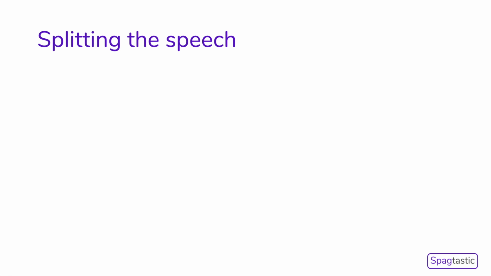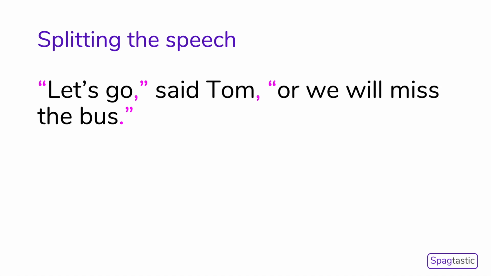Sometimes we can split the speech into two parts. Let's take a look. "Let's go," said Tom, "or we will miss the bus." The actual speech goes inside the inverted commas, so we need inverted commas around "let's go" and "or we will miss the bus." We also need a comma after "let's go" to separate the speech from the reported clause, said Tom. The speech then continues after the reported clause, so we have a comma after Tom, and then we open our inverted commas for the second set of speech. We then have a full stop at the end of the sentence and close our inverted commas after the word bus, where the speech ends.